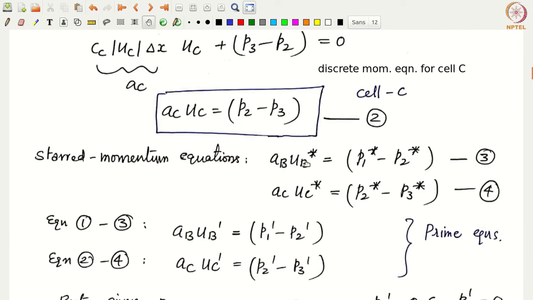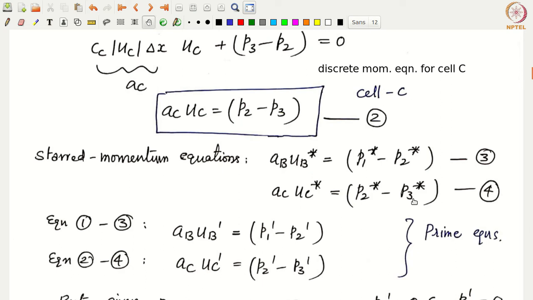All right. So that means your star momentum equations are AB UB star equals P1 star minus P2 star. That is basically, let's call it equation 3. Then AC UC star equals P2 star minus P3 star. So this is basically the star momentum equation for the cell C.